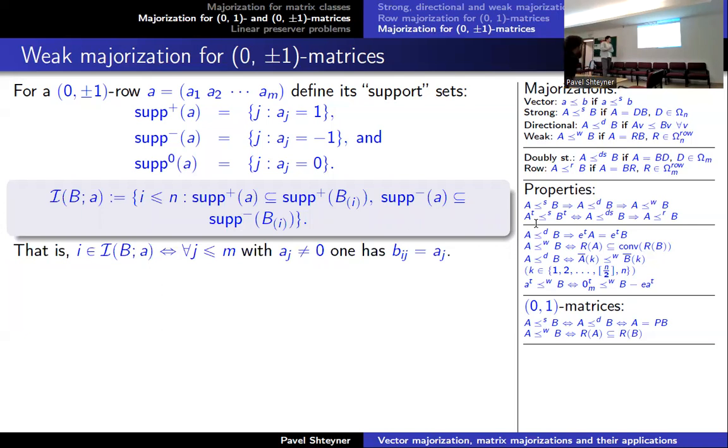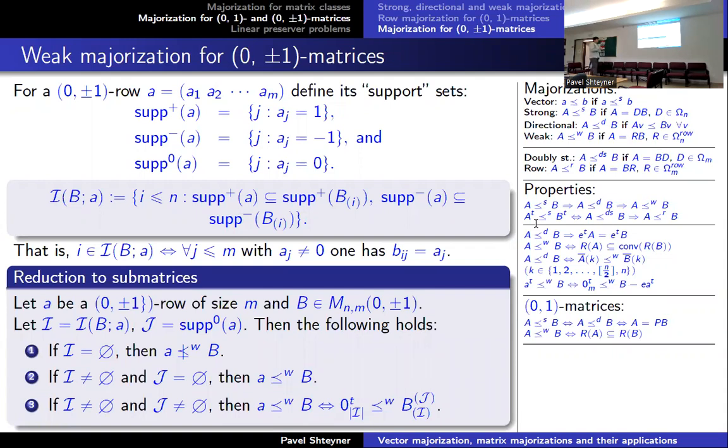These are such that either the positive support of A lies in the positive support of b_i, and the negative support of A lies in the negative support of b_i. But what it means actually is that if i is in the set I of A, it means that for every element of A, for every a_j, if it is non-zero, then it should be equal to the respective element of the row.